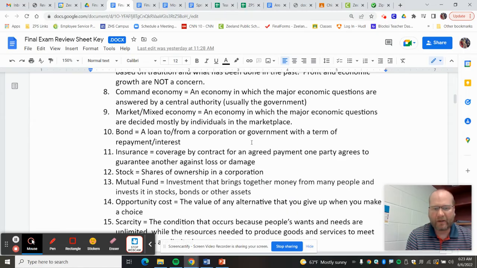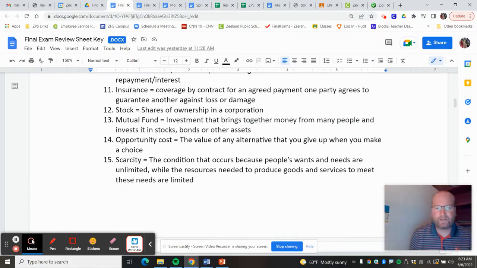12, a stock, another type of investment, right? That's a share of ownership in a corporation. We did the stock market game to practice that a little bit and see how that all operates. Mutual funds, again, another type of investment option, an investment that brings together money from many people and invests in stocks, bonds, or other assets, right? So there's that big pool of money that people all kind of put into, and then the stockbroker or the financial professional, they take all that money and they invest it all over the stock market, and hopefully with a big pool of money then and a large amount of investment, they can make some decent money on that return.